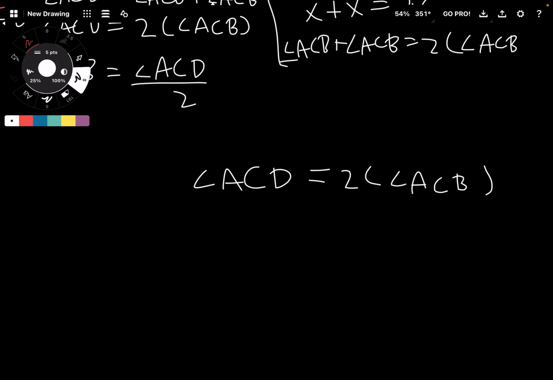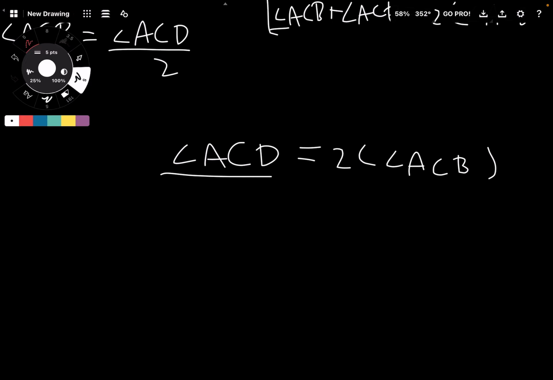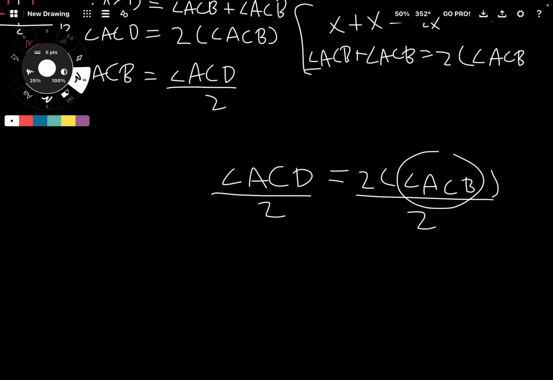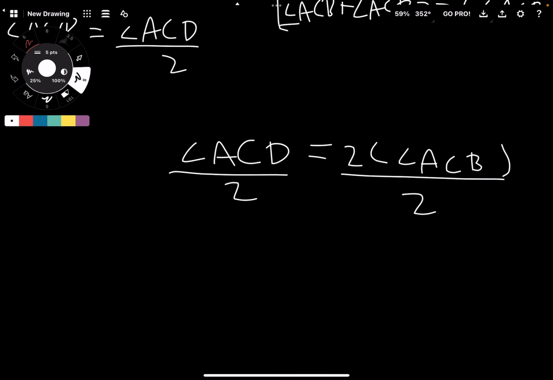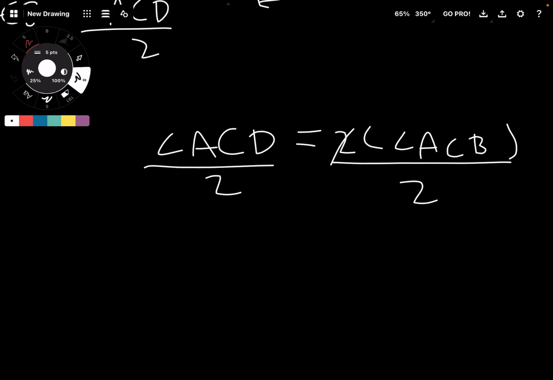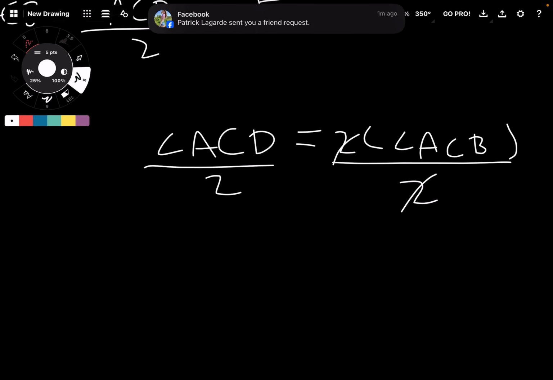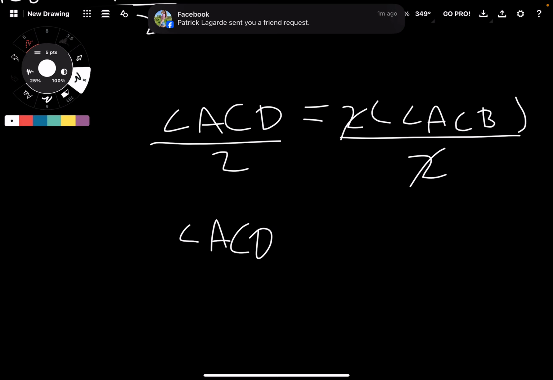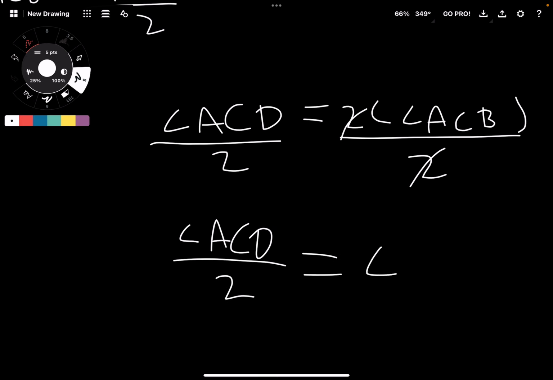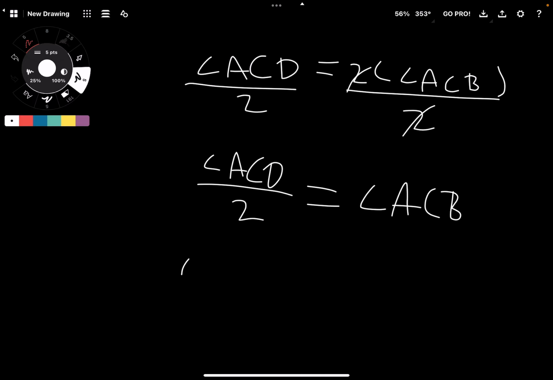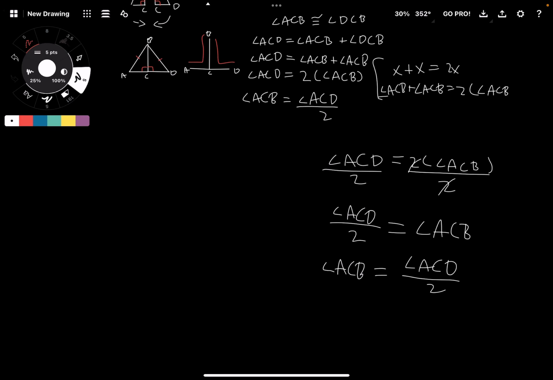But how she got this is she divided both sides by 2. Why? No reason. You don't really have to do that, but you can. Well, if you're looking for how to get angle ACB, then yeah, I guess it's necessary. So when we're doing this, we just cancel the 2 over here. That gives us angle ACD over 2 is equal to angle ACB. Or angle ACB is equal to angle ACD divided by 2. There you go. It's pretty much like 2 answers here.